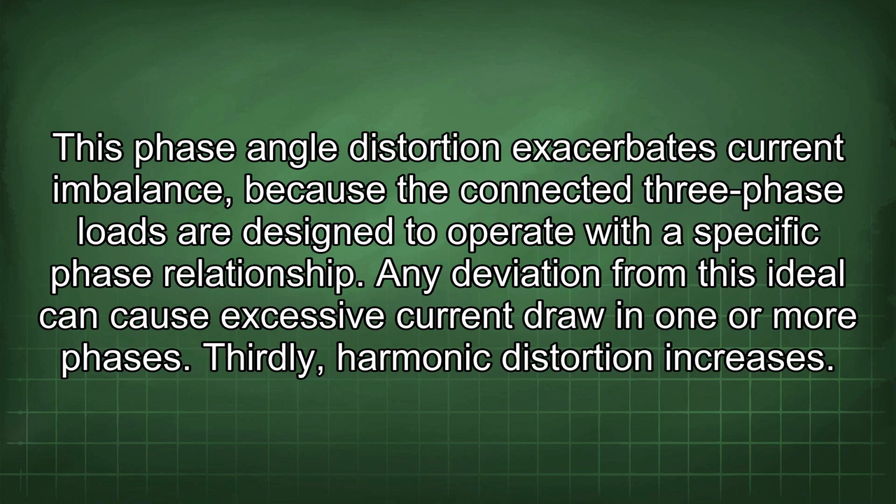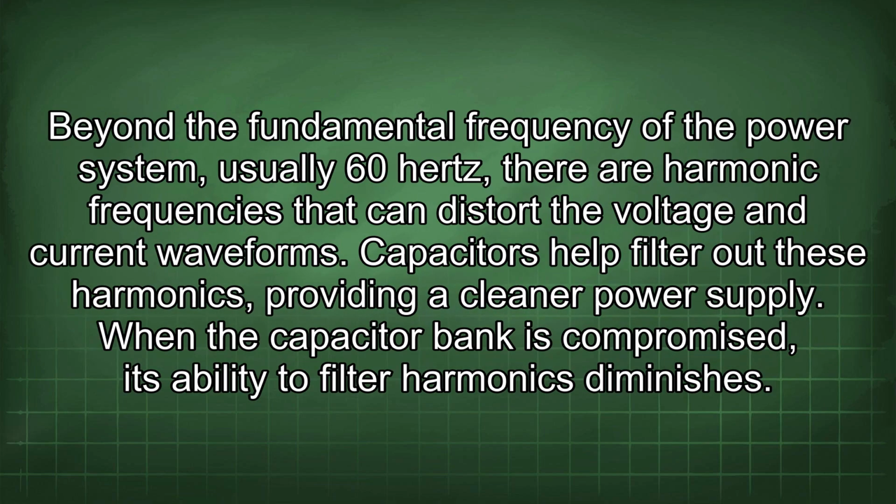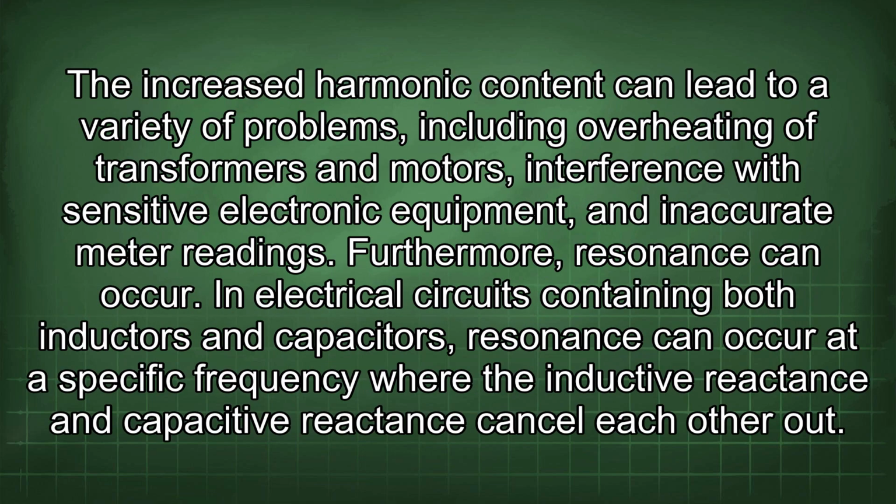Thirdly, harmonic distortion increases. Beyond the fundamental frequency of the power system, usually 60 Hz, there are harmonic frequencies that can distort the voltage and current waveforms. Capacitors help filter out these harmonics, providing a cleaner power supply. When the capacitor bank is compromised, its ability to filter harmonics diminishes. The increased harmonic content can lead to a variety of problems, including overheating of transformers and motors, interference with sensitive electronic equipment, and inaccurate meter readings.